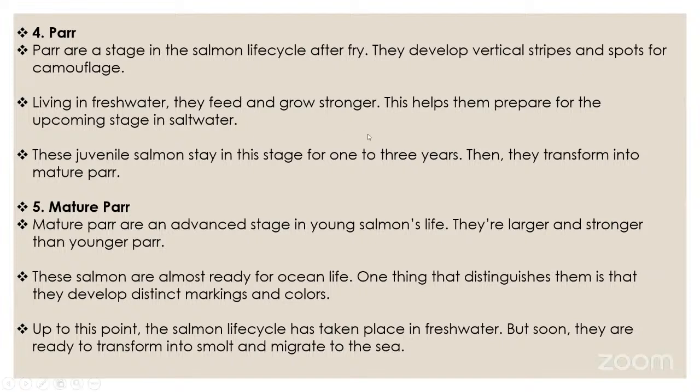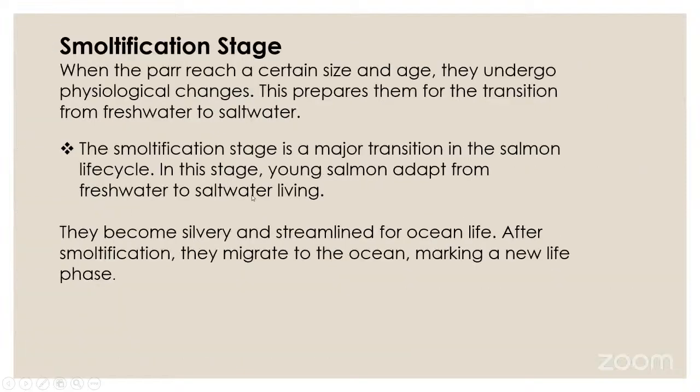Up to this point, the salmon life cycle has taken place in freshwater. But soon, they're ready to transform into smolt and migrate to the sea. Now, what is smoltification stage? So, when the par reach a certain size and age, they undergo physiological changes. This prepares them for the transition from freshwater to saltwater. So this stage is called smoltification, transition from freshwater to saltwater.